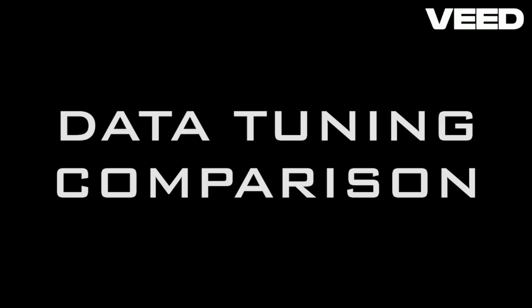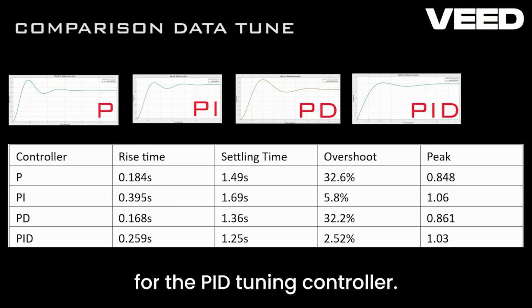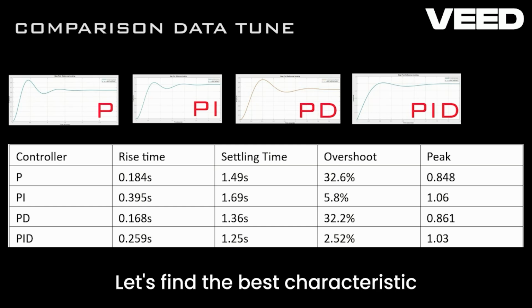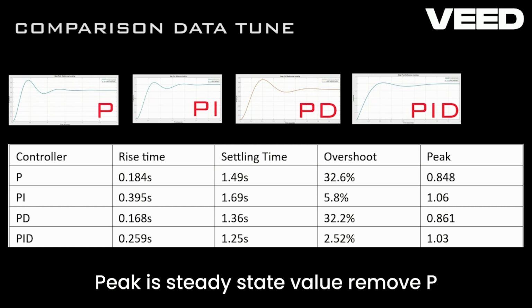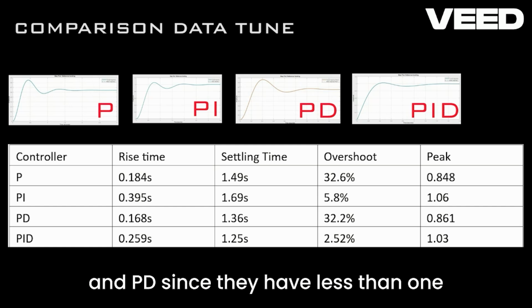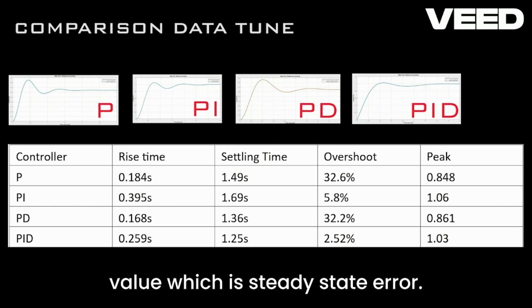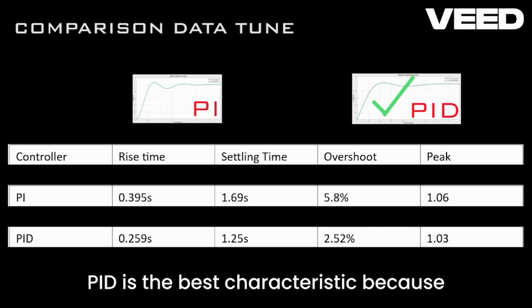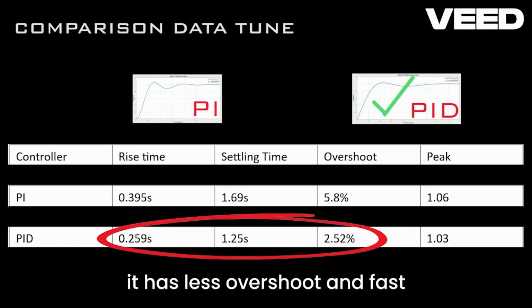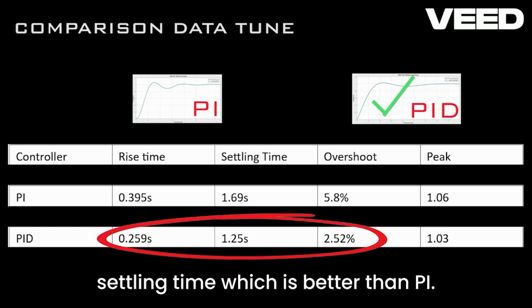This is data comparison for the PID tuning controller. Let's find the best characteristic controller in this table. Peak is steady state value. Remove P and PD since they have less than one value, which is steady state error. Now left PI and PID. PID is the best characteristic because it has less overshoot and fast settling time, which is better than PI.